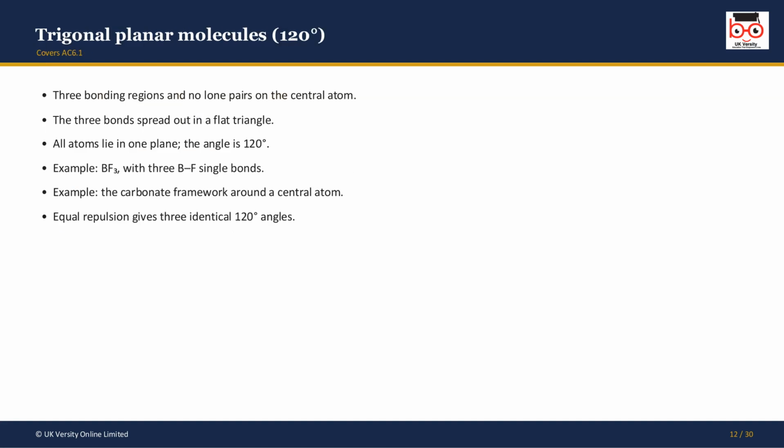Next, trigonal planar molecules. Here, the central atom has three bonding regions and no lone pairs. The three bonds spread out into a flat triangle, with all the atoms in one plane and angles of 120 degrees. Boron trifluoride is the standard example, with three boron-fluorine single bonds. Because the three regions repel equally, you get three identical 120-degree angles.